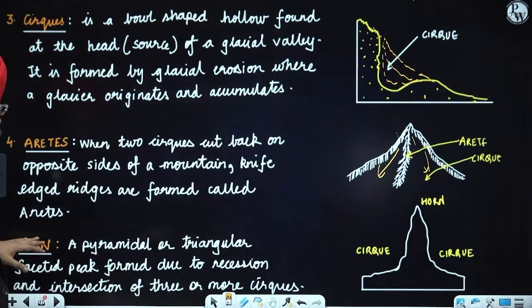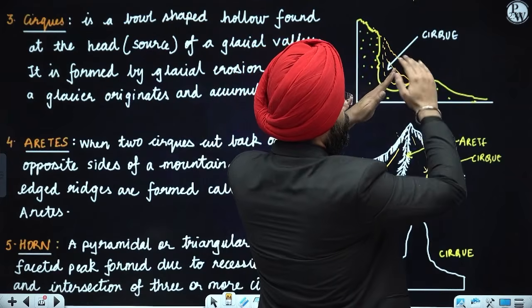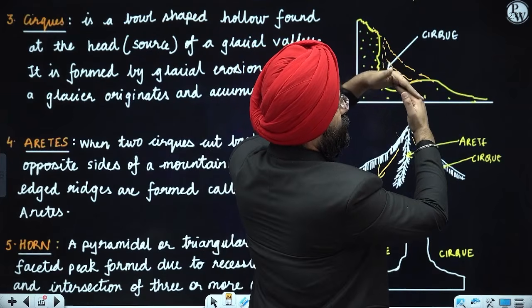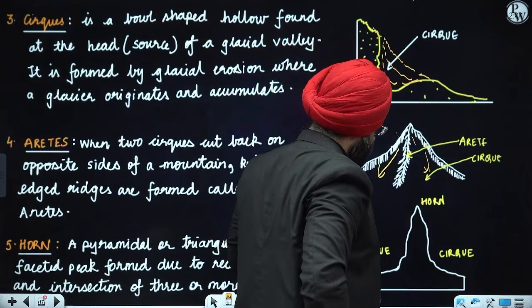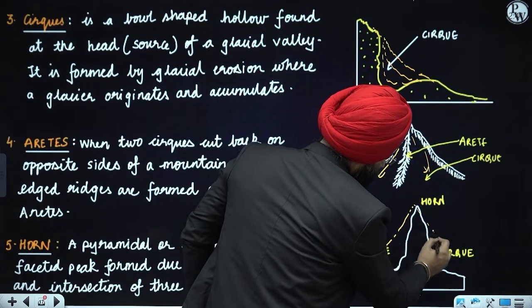Next, horn. Now please understand, supposedly this is a mountain, and here also there's a glacier, and here also there's a glacier. Let us see this. Let's assume initially supposedly this was a mountain.